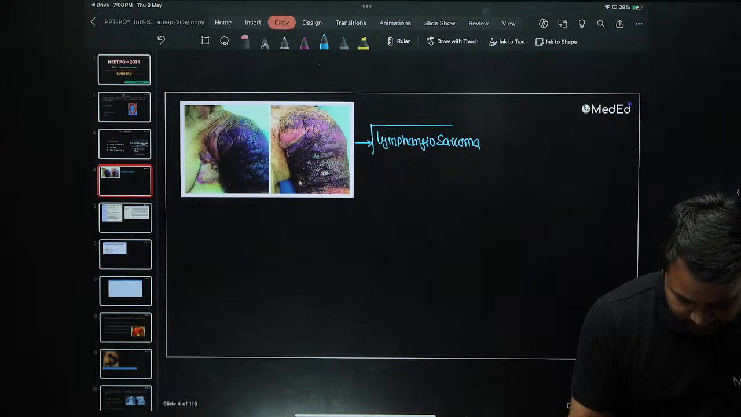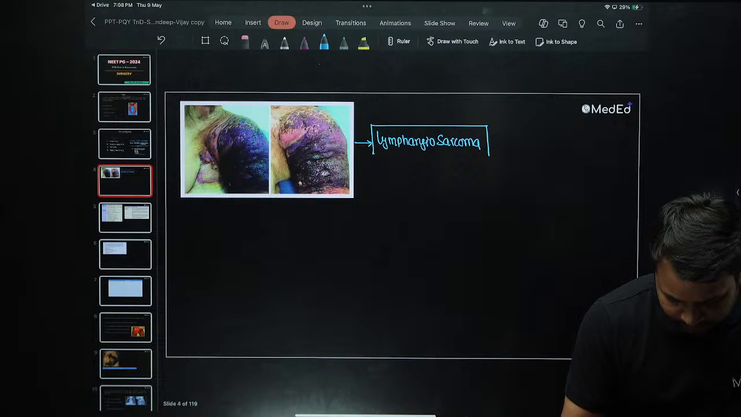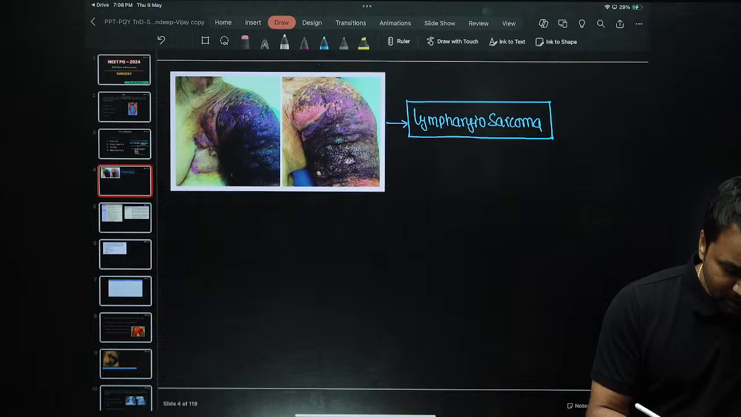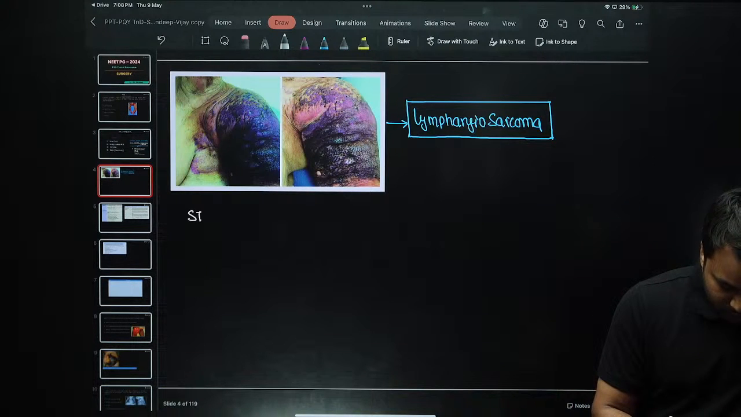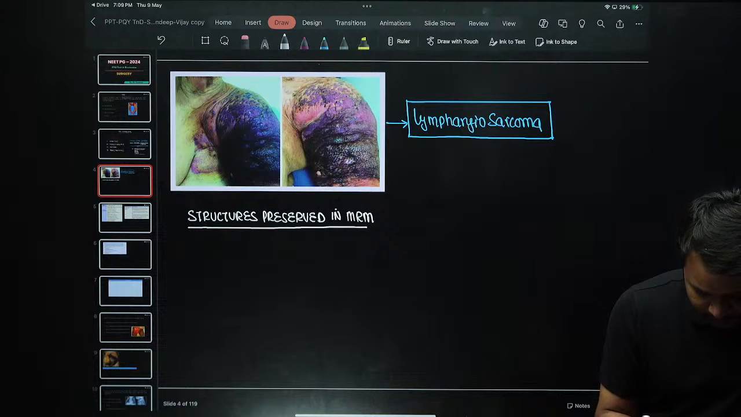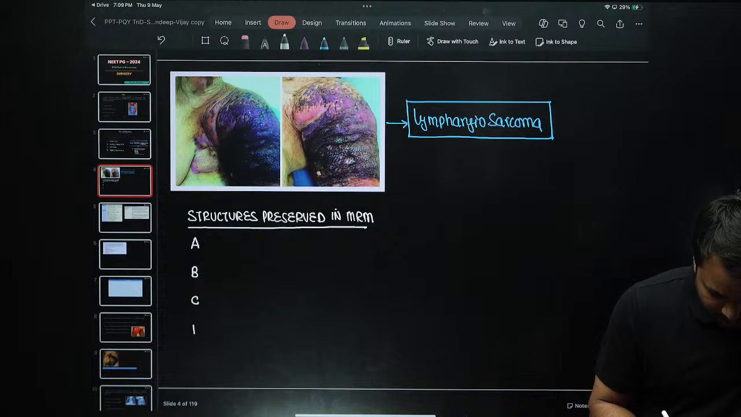This is the lymphangiosarcoma, right? Now, if they ask you what are structures preserved in modified radical mastectomy, that is also an important question. So, quickly, structures preserved in modified radical mastectomy. Now, the structures that are preserved in modified radical mastectomy can be remembered by a small mnemonic, that is your ABCD.